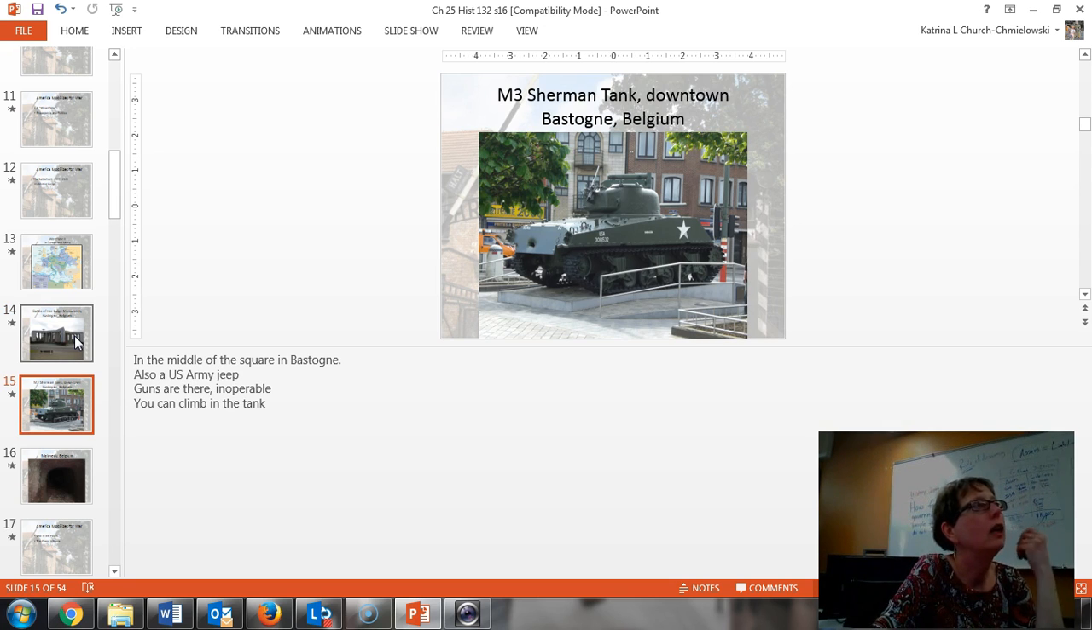And in the middle of Bastogne, you have an old Sherman tank. Not only that, you can see where it's been hit. You can also see there's a Jeep, right? And you can go in and out of these. The guns are all inoperable, but you can climb in and out of them.